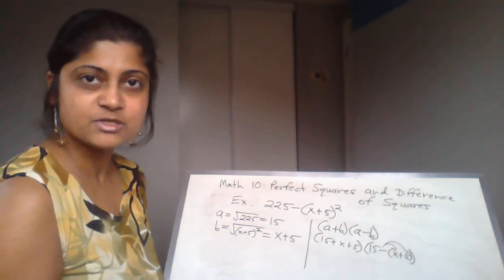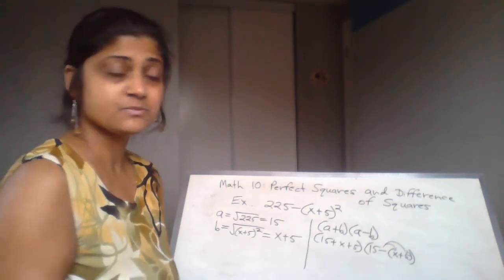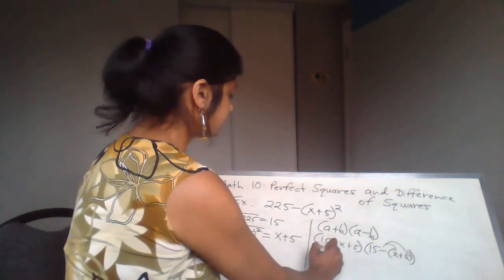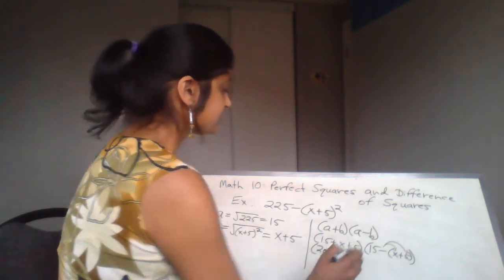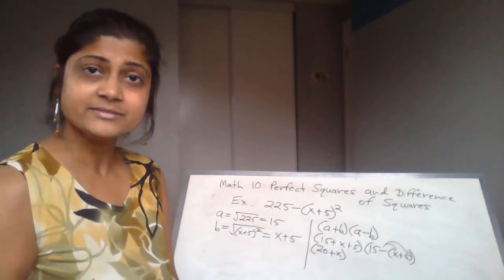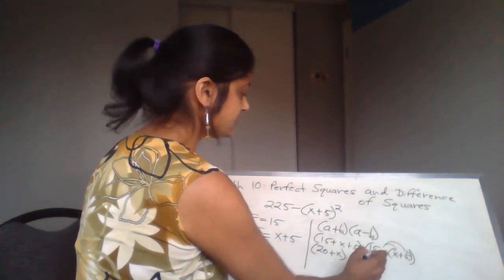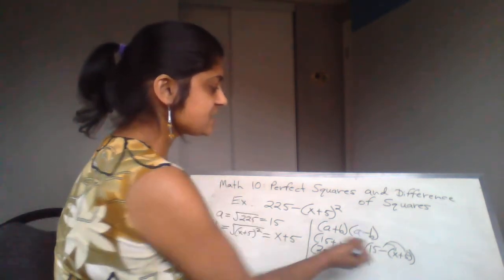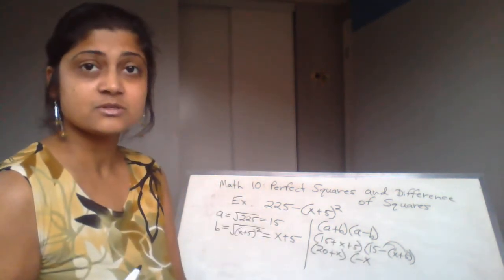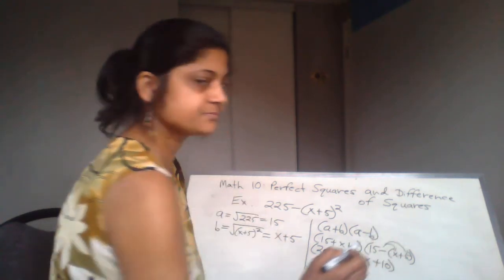So if you look in the first brackets, I can put some like terms together. I have 15 and 5, so 15 plus 5, so 20 plus x, okay? And in the second bracket, I'm distributing the negative sign, okay? So this is actually going to be negative x, okay? And this is going to be 15 minus 5, which is equal to positive 10. So it's negative x plus 10.